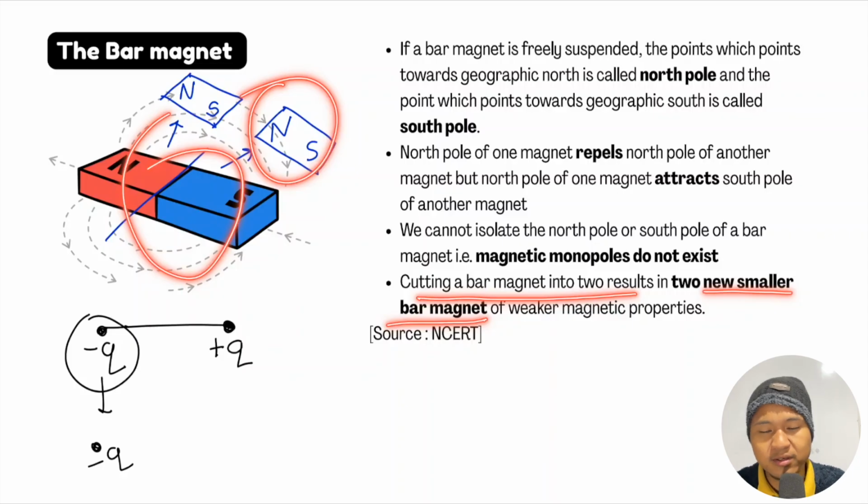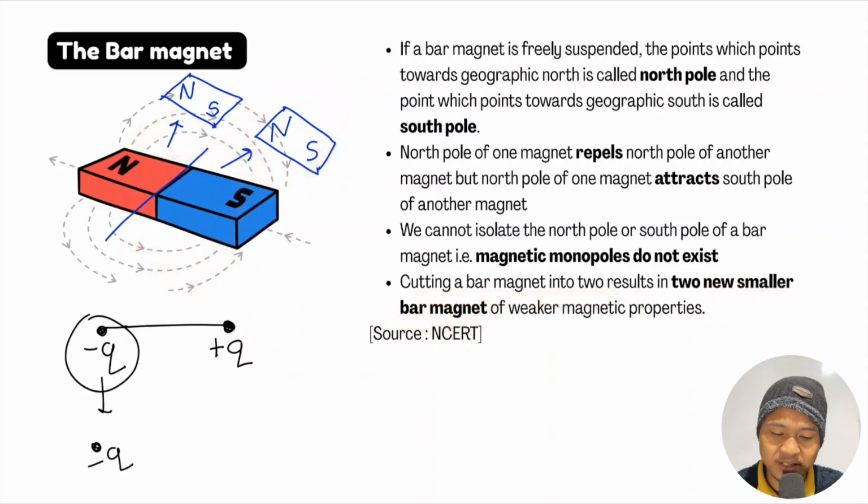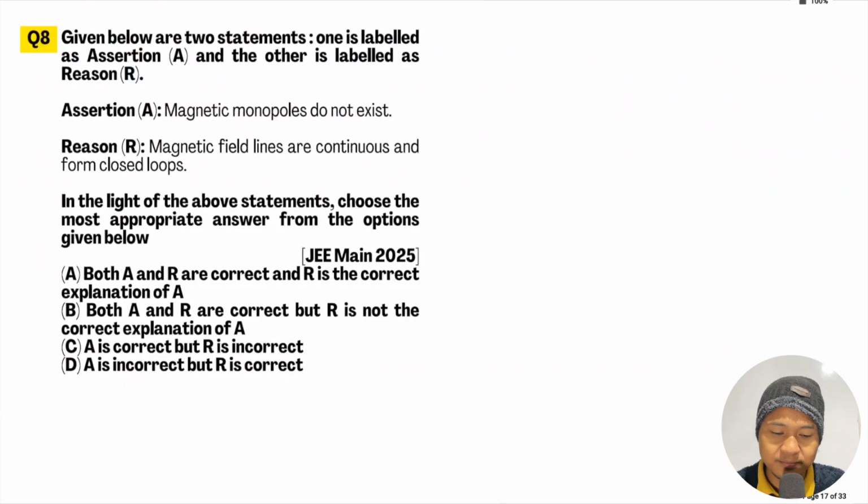So what is the answer here? Magnetic monopoles do not exist, so this is correct. The reason is that magnetic field lines are continuous, so they form closed loops. Actually both are correct and the reason is the correct explanation.